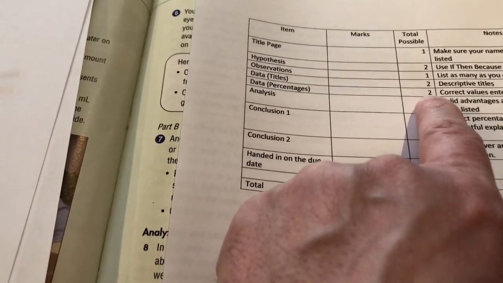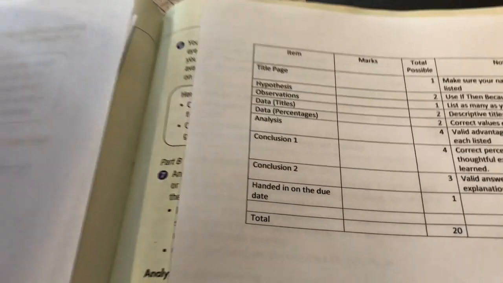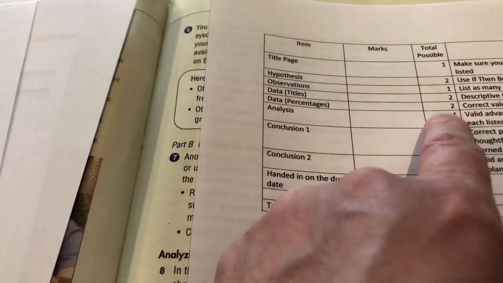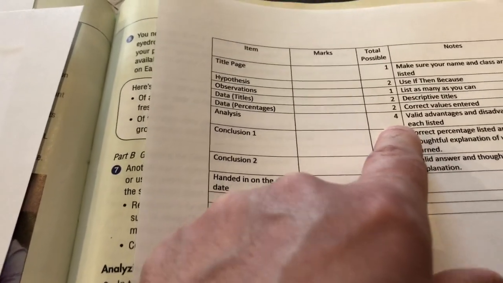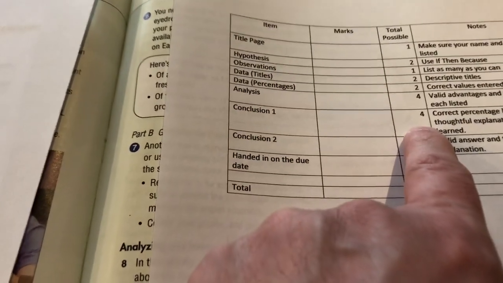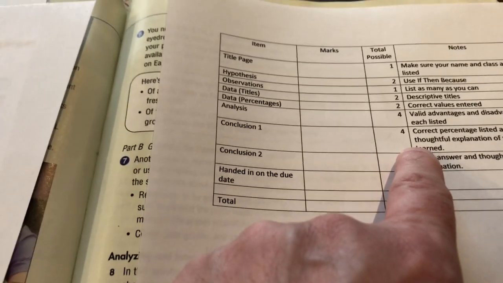Data, 2 marks for the percentages, correct values entered. Oops. I'm going to have to take off the percentages on the graph. You're not going to have the percentages on there. If they are there, then I'll just remove this. Analysis, 4 marks, so 1 mark for each valid advantage and disadvantage. Conclusion, 4 marks for the correct percentage listed and valid and thoughtful explanation of what was learned.